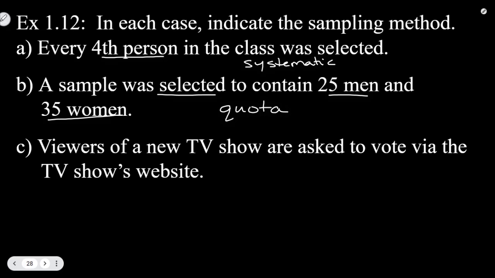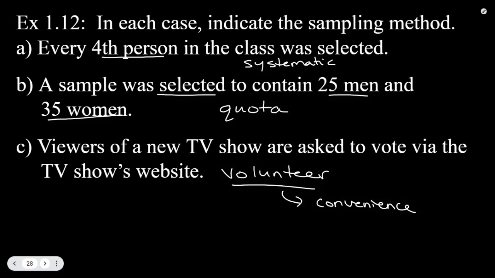Letter C, viewers of a new TV show are asked to vote via the TV show's website. This is probably a combination one. I think most basically this is volunteer sampling. Could also be, as a subscript there, kind of convenience. You're not doing any work to go out and get other people. You're just going to sample the viewers of your TV show on the website. But I think in general, your main answer there would be that it's volunteer.